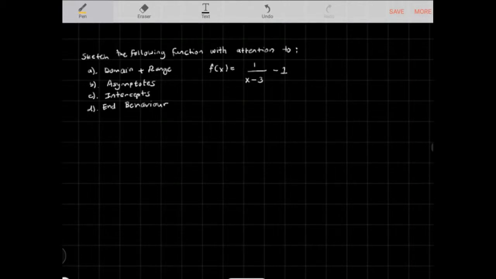Alright, let's sketch the following function with attention to domain, range, asymptotes, intercepts, and behavior. Here we have f of x is equal to 1 over x minus 3, minus 1. So this is actually a reciprocal function, right? Specifically, this is the reciprocal of a linear function.